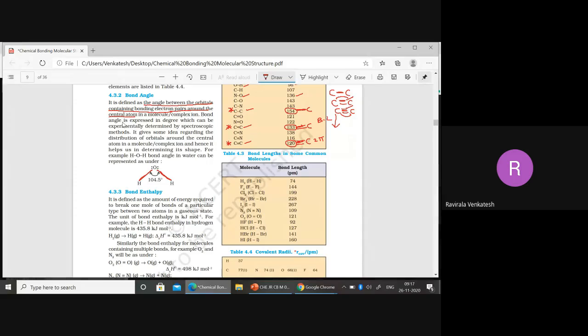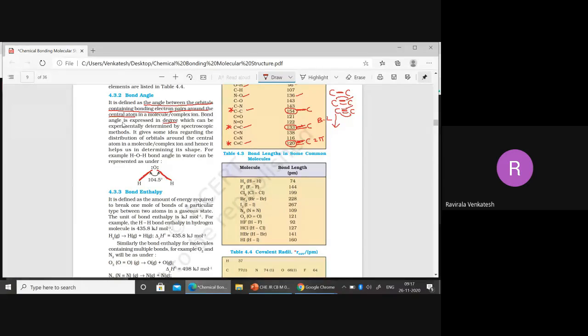The angle between the orbitals containing electron pairs around the central atom. These are the bonding electrons, and they occupy some orbitals. The angle between the orbitals in which you have bonding electrons is called the bond angle. It can be expressed in terms of degrees, or in degrees and minutes.